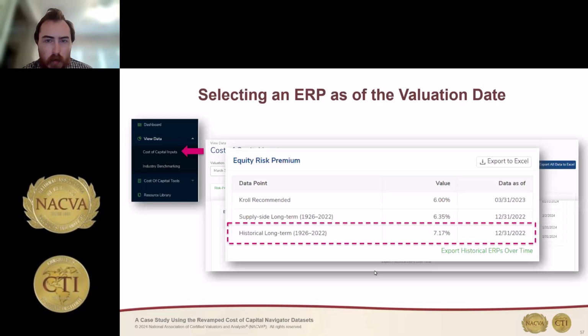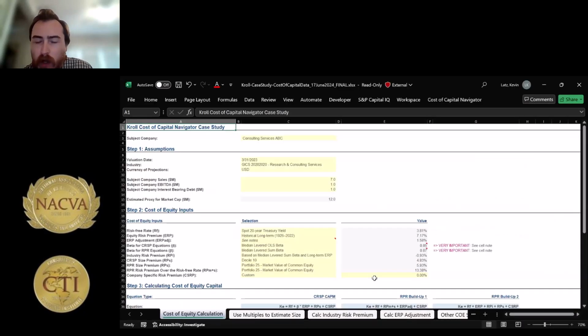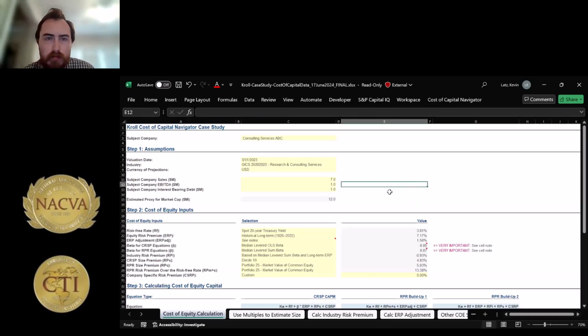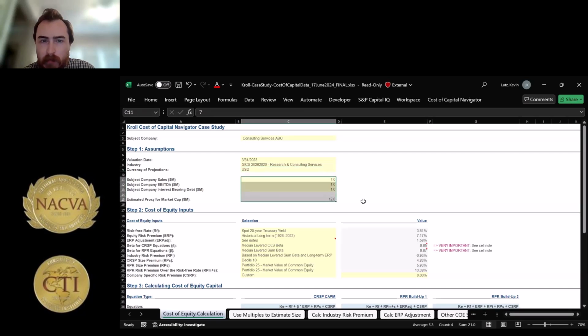Correct. Yep. So we're going to select the 7.17, just like Carla said, and I'm actually going to move over to the Excel now. So feel free to just watch my screen, or if you have it downloaded, you could also follow along. Now we're looking at the Excel file where we're starting to bring in some of these data points that we've retrieved. I'm on the tab Cost of Equity Calculation. We can see some of our high-level, general inputs like our valuation date, the GICS code, our currency, and some of our subject company information from our assumptions.